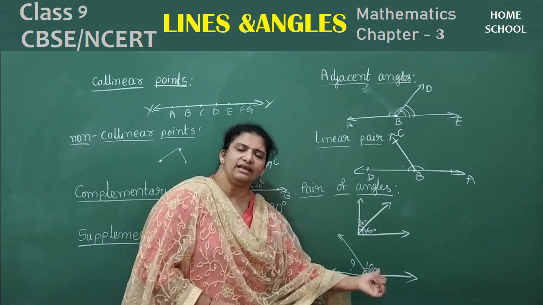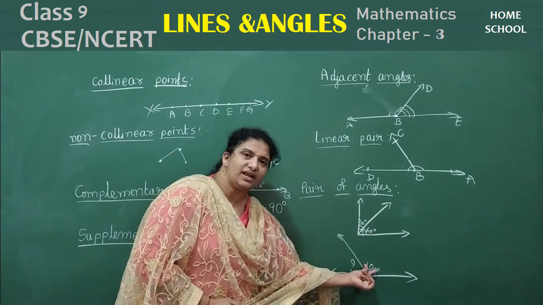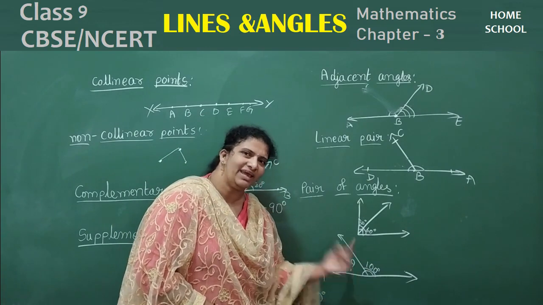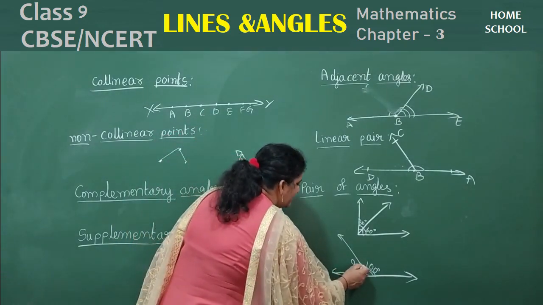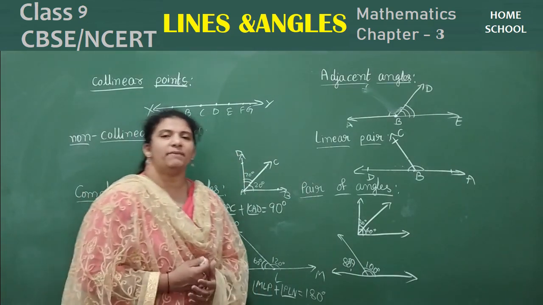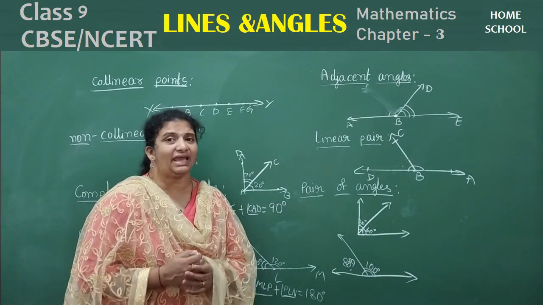It looks like a straight angle. Straight angle is how much? 180 degrees. One angle is 100. Then what will be this one? 180 degrees minus 100, it will be 80 degrees. Right? This angle will be 80 degrees. Like this, in a pair of angles, if anything is given, you should understand the concept carefully.